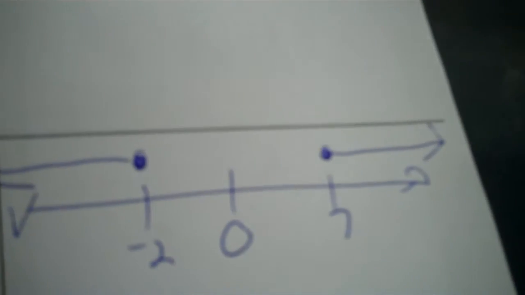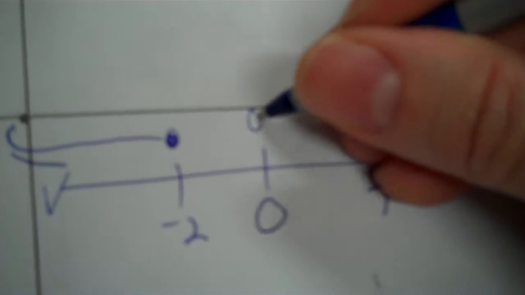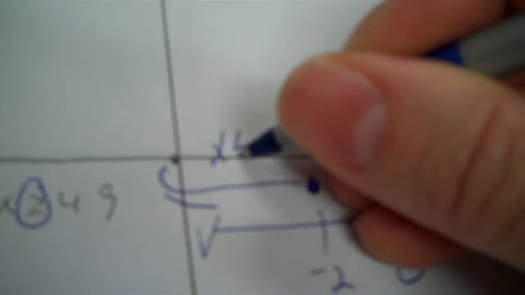X and negative 2, it's eating the number value. So eating the number goes this way. Well, then guess what happens here? It goes back the other way. So I write the word or, and then just put x less than or equal to negative 2, and then x greater than or equal to 7.